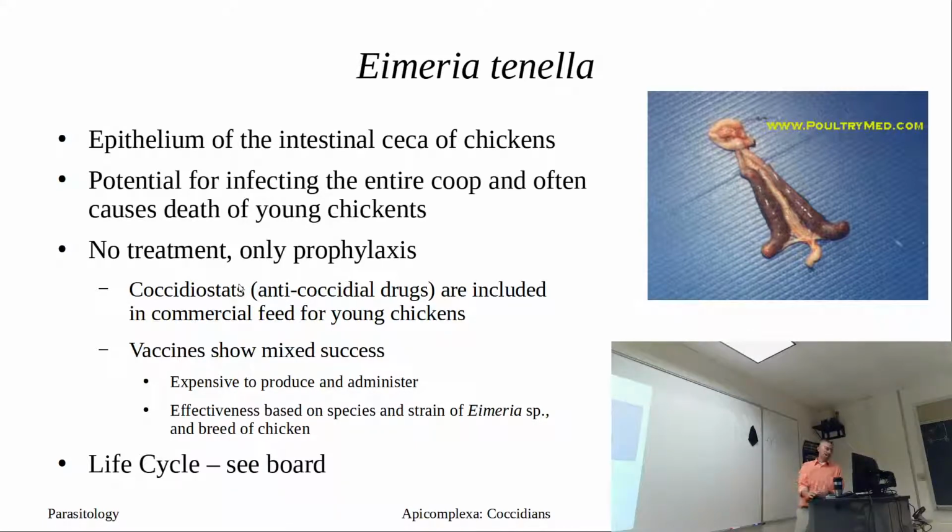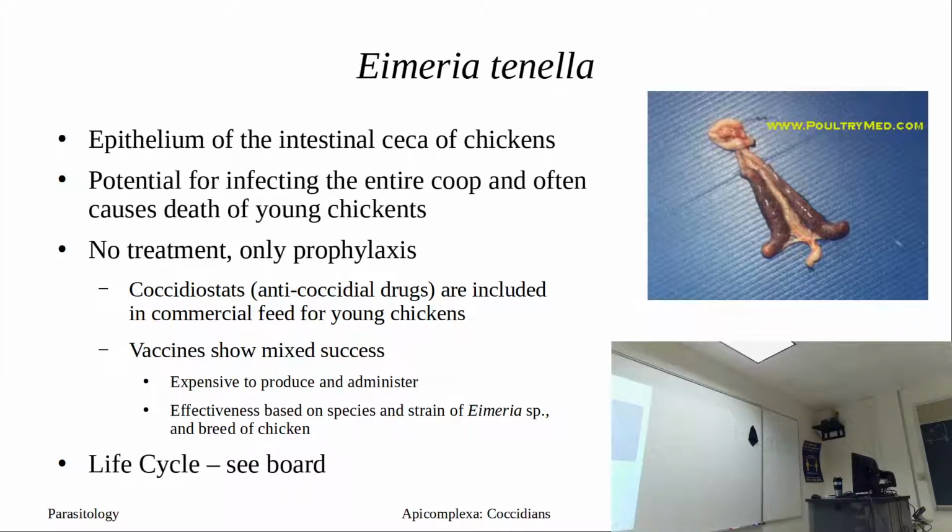The other downside of vaccines is that the effectiveness depends on the strain and species of Eimeria. So in Eimeria tenella, which we'll talk about, there are different strains of that. So a vaccine may be more effective against certain strains of Eimeria tenella, but not so much against others. Also, it kind of depends on the breed of chicken. Do you have broilers? Are you doing egg layers? What specific breed of chicken do you have?